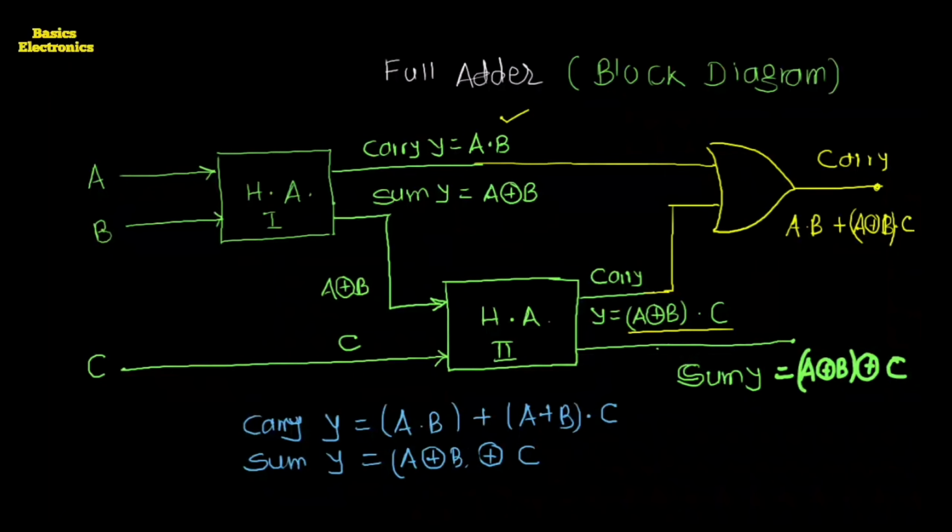We get A XOR B XOR C because in this half adder there is one XOR gate, and the sum output is the output of the XOR gate. The inputs to the XOR gate are A XOR B and the second input, C. So that's why the output becomes Y equals A XOR B XOR C. Okay, so this is the block diagram of the full adder.